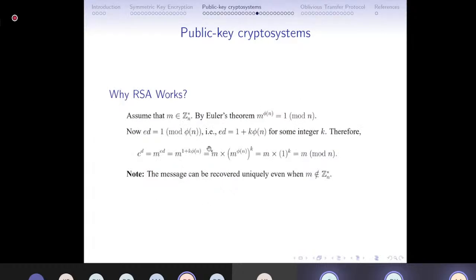Basically, this is a proof of correctness. By using Euler's theorem, we know that m raised to the power phi(n) is 1 modulo n. So ed is represented like this: 1 plus k times phi(n), because ed gives remainder 1 modulo phi(n). So that's why we have written k times phi(n) plus 1. If you perform the modulo, by using Euler's theorem this value will become 1, and this value will give you the message m.